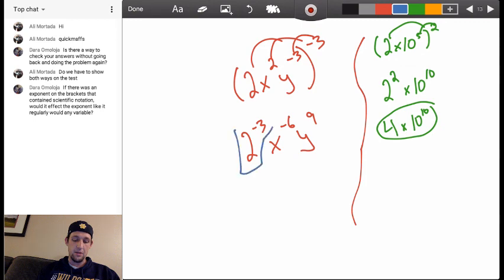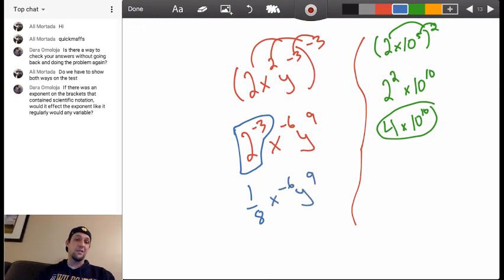Remember, this is one of my pet peeves. Negative exponents mean division. So instead of multiplying by 2 three times, I'm dividing by 2 three times. I start at 1, divide by 2, I get a half. I divide by 2 again, I get a fourth. I divide by 2 again, I get an eighth. This is 1 over 8, x to the negative 6, y to the 9th. I'm big on those negative exponents, especially on numbers, guys. We have to know what they do.